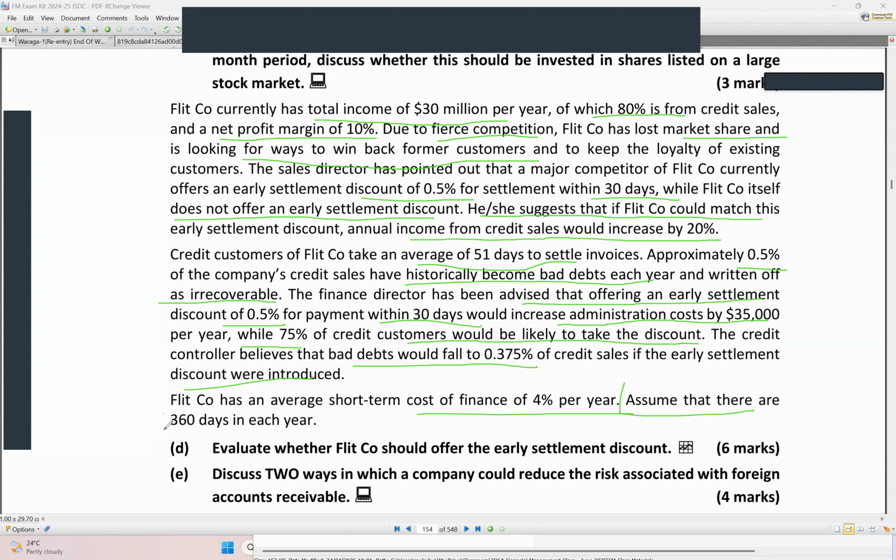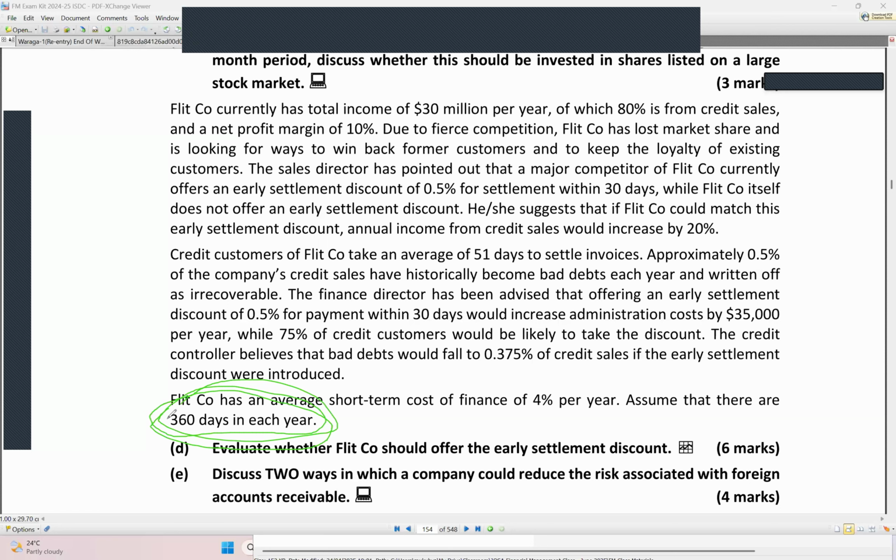Okay, I've just mentioned it in the previous question that in case they ask you to assume 360 days, that's what you use. If they don't tell you, use 365. The reason why they tell you to assume 360 days might be to kind of help you with the rounding. And I've been asked by people what happens if I use 365 days?